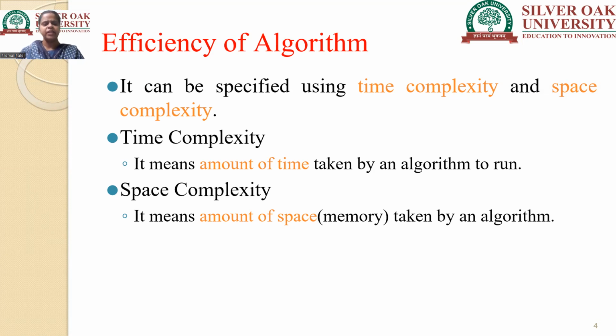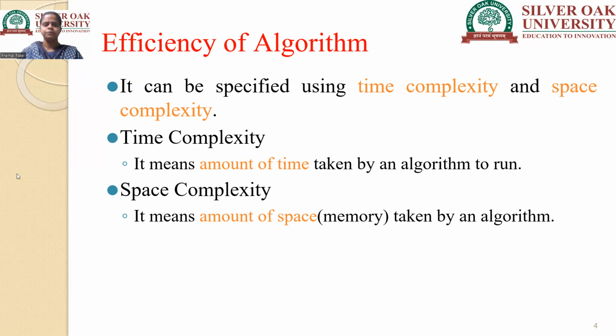Time complexity means the amount of time taken by an algorithm to run. That means whenever we run our algorithm, the time taken to execute that particular algorithm will be considered as the time complexity. Now the space complexity: it means the amount of space or memory taken by an algorithm. Whenever we write an algorithm, the amount of space or memory that it occupies in your system will be considered as the space complexity of that particular algorithm.